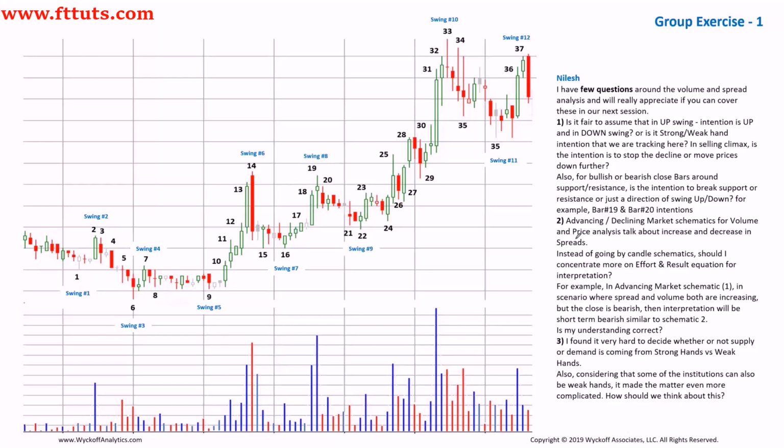Oh, I didn't realize there are so many questions here. For bullish or bearish close bars around support and resistance, is the intention to break support or resistance, or just the direction of a swing up and down? For example, bar number 1920.